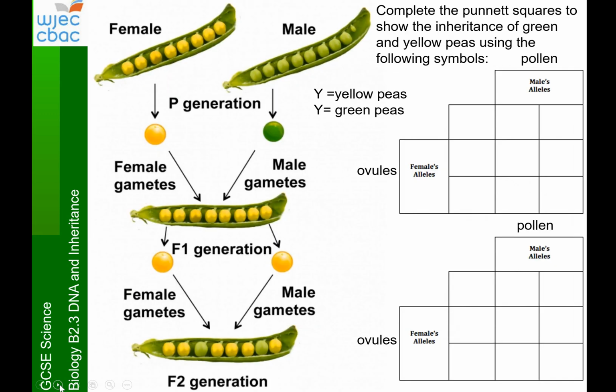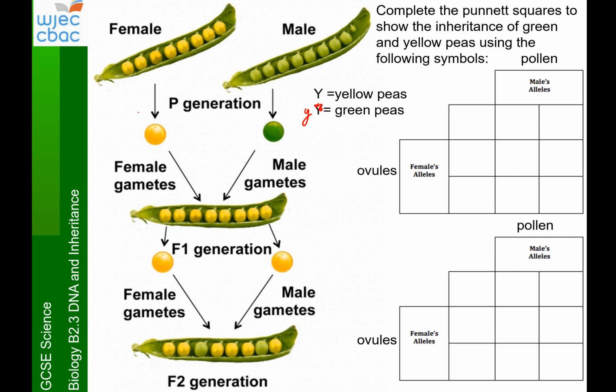So your task on page 22 is to complete the Punnett squares to show inheritance of green and yellow pea seeds using these symbols. Now, in your booklet, there's not a mistake, but in this slide, there is a mistake. That should be a lowercase. Yellow peas are represented by a capital Y, and lowercase y is our green peas. Remember that the plant needs to have 2 copies of this, just like you have 2 copies of every type of gene. One from mum, one from dad. Peas get them one from the male, one from the female plant.